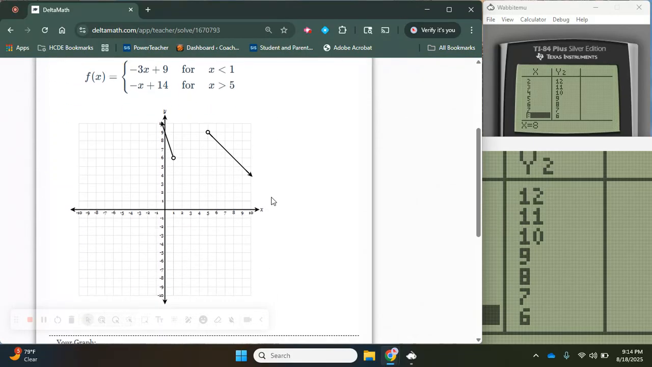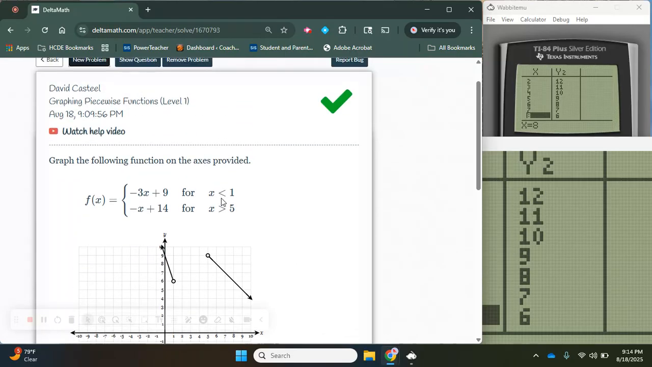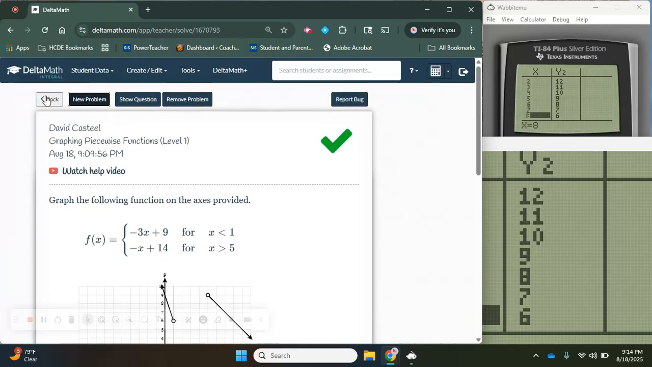Tables are really a good way to do these values. We just need to recognize the domain is when do we use a function and what function do we use. Let's do another one of those.